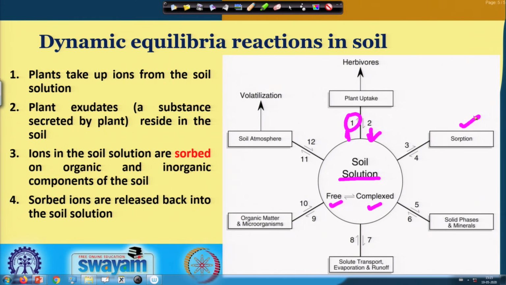components of the soil. Sorption means there are two types of sorption, either adsorption or absorption. Absorption is an internal phenomenon, however, adsorption is a surface phenomenon. So, the ions in the soil solution get sorbed on different organic and inorganic components of the soil, and however, these sorbed ions are released back into the soil solution also.